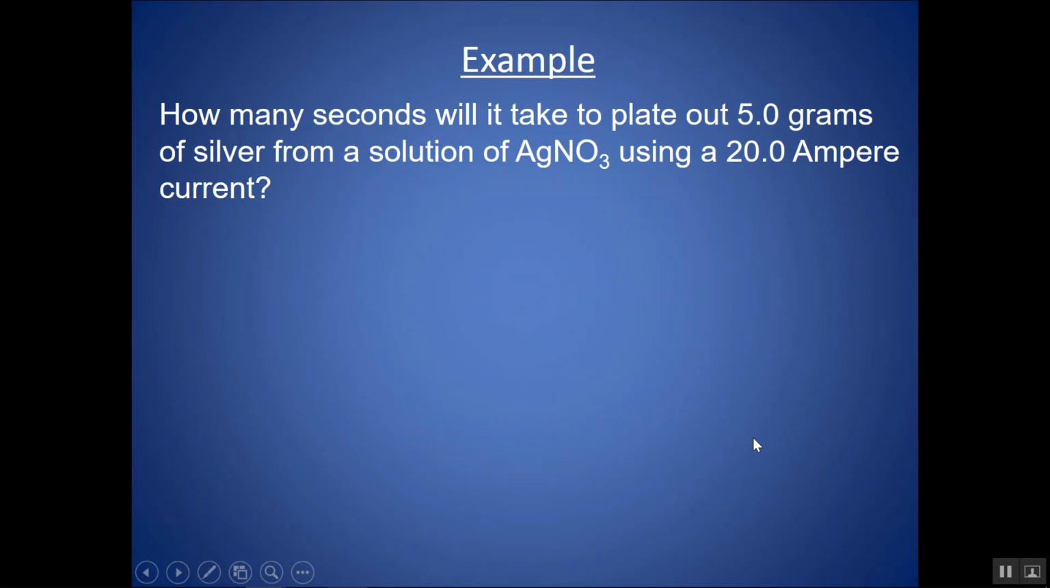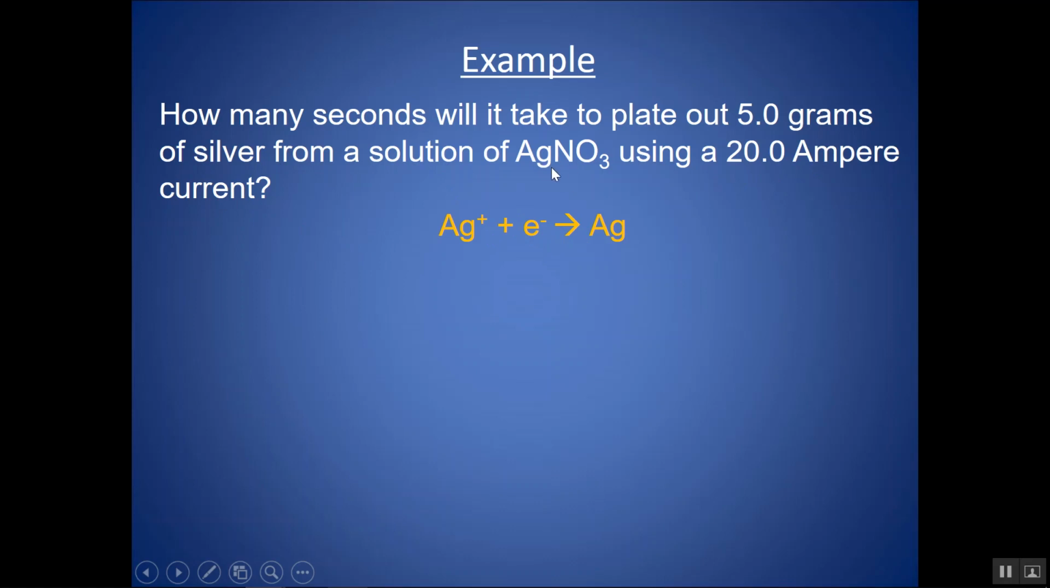Let's take a moment and try this example, which is similar, but going in an opposite direction again. Try it and then check your work. So how many seconds will it take to plate 5 grams of silver from a solution of silver nitrate using a 20 amp current? Okay, so it might be helpful to write a half reaction for what's going on.